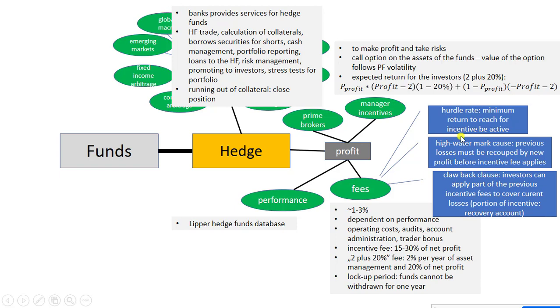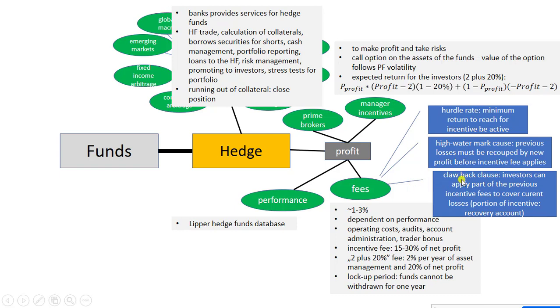Also, there can be other limitations. There is this hurdle rate, which means the minimum return to reach for the incentive to be active. So at least some kind of profit must be achieved before we start to pay premiums. Also, there is this high watermark clause. It means that if previously we had losses, then first of all we have to compensate them from the annual profit before we start to provide any kind of incentives.